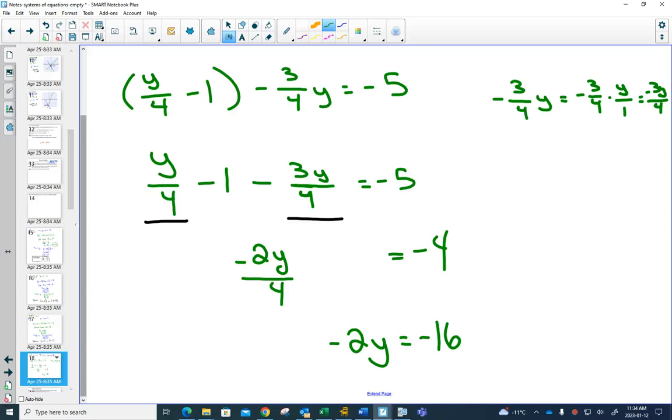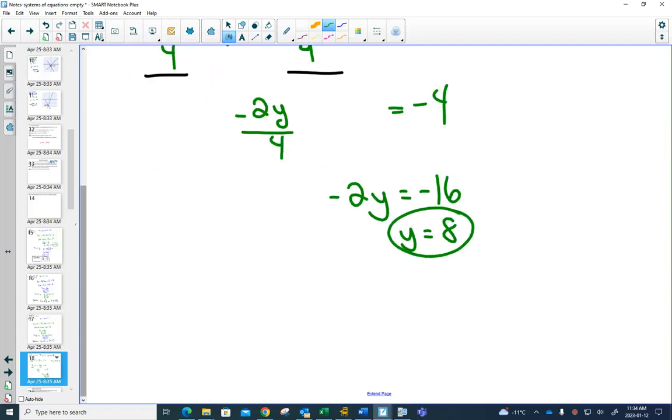And then, to get y by itself, divide by minus 2. And I get y is positive 8. Aaron, is that what you got when you guessed and checked? Uh-oh. So we might have made a mistake. We're going to find out.